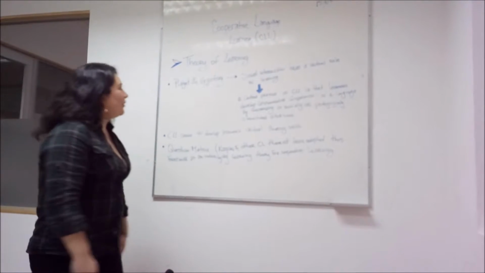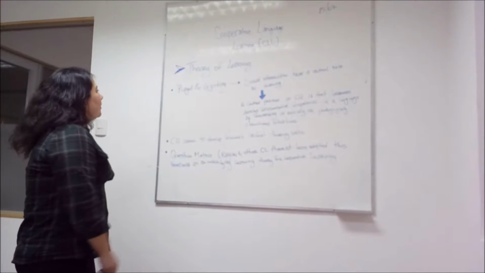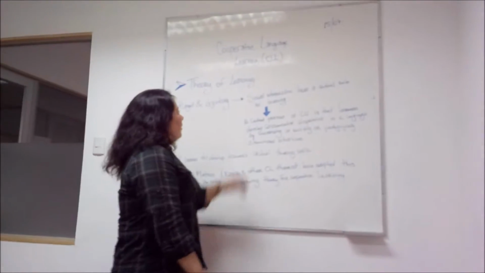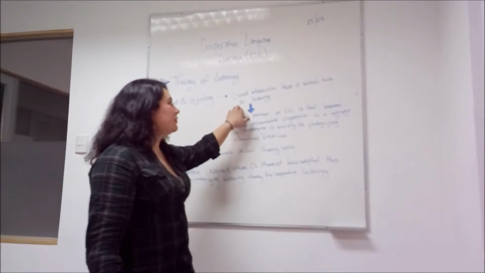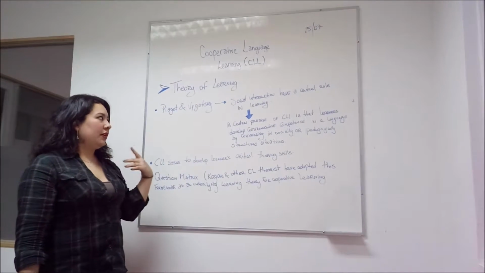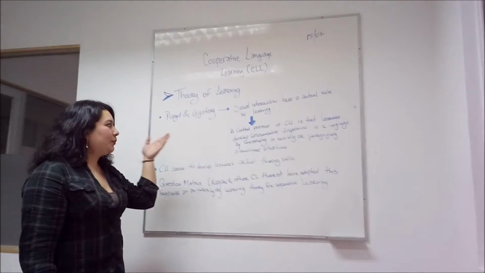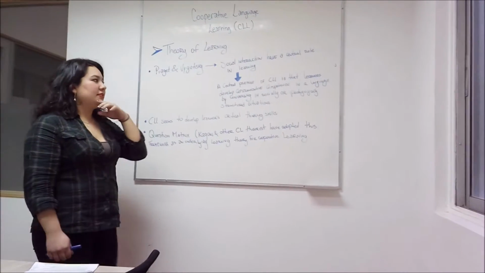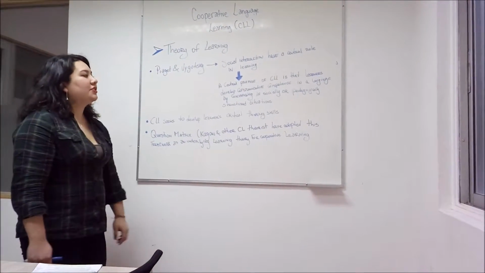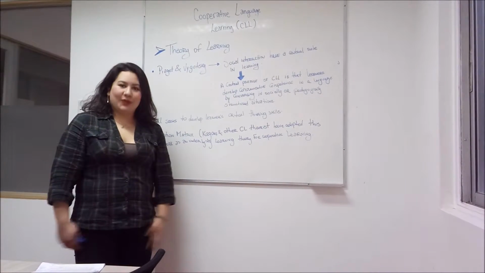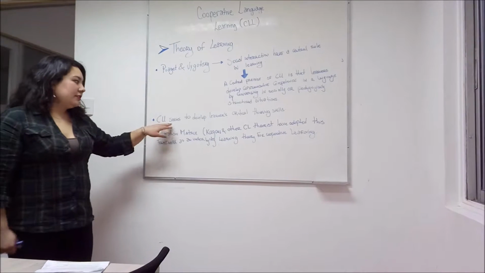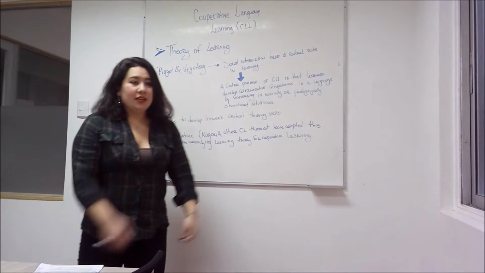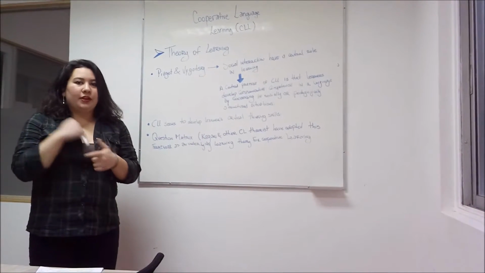Okay, now we have the theory of learning, and we can find in the theory Piaget and Vygotsky. They say that social interaction has a central role in learning, and this central premise of CLL is that learners develop communicative competence in a language by conversing in socially or pedagogically structured situations. CLL also seeks to develop learners' critical thinking skills, which are seen as central to learning of any sort.